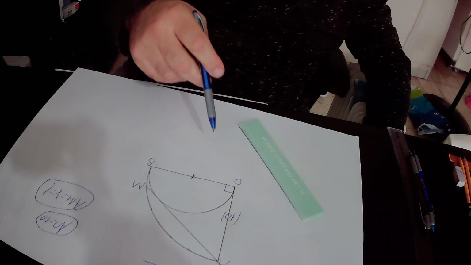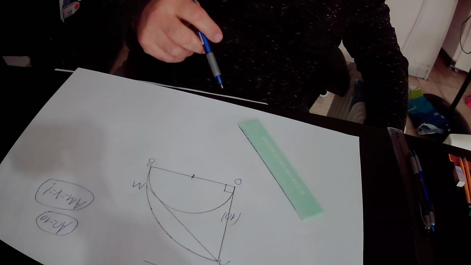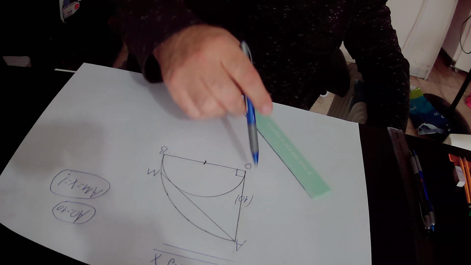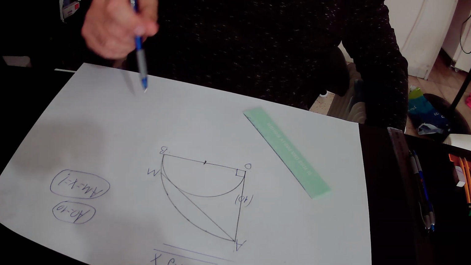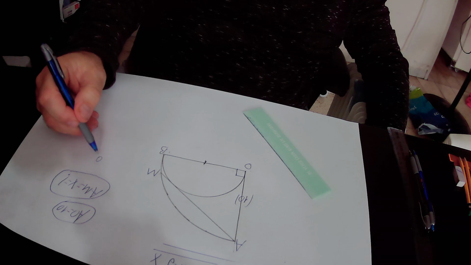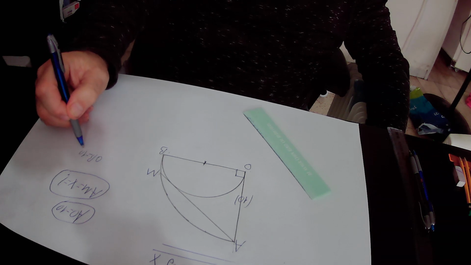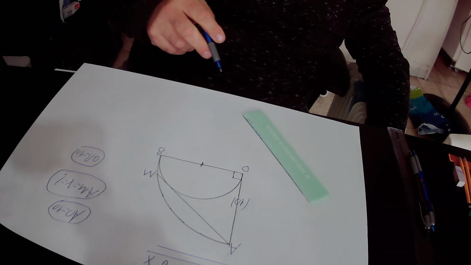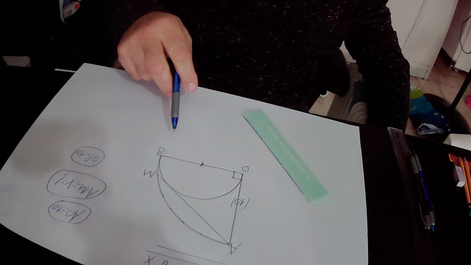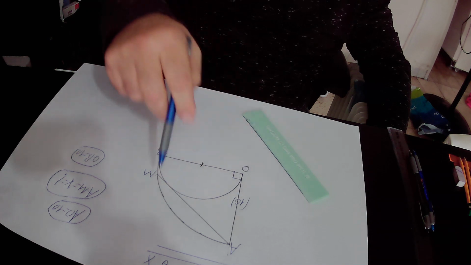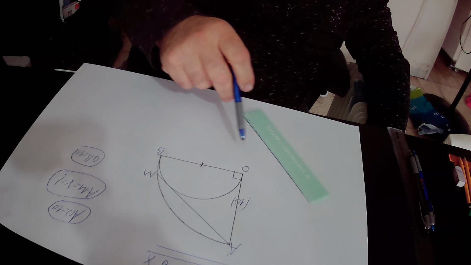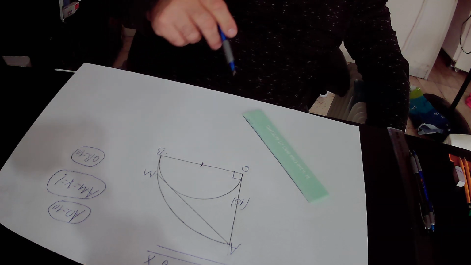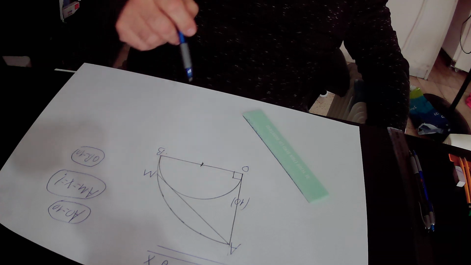And also side AO equals side OB. They are both the radii of this quarter circle, therefore they are equal to each other. But it is given in the question that AO equals 10 units, therefore OB must also be equal to 10 units in its length. And OB is not only the radius of this quarter circle, but it is also the diameter of this semicircle.